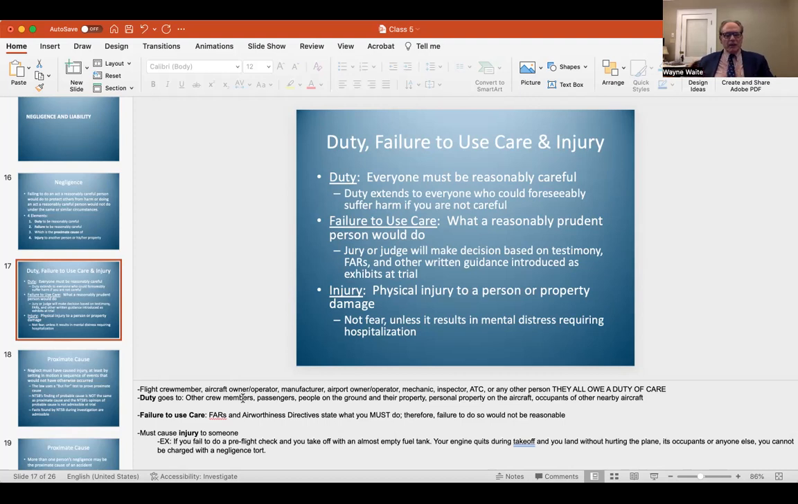But I've said this must cause injury to someone. So if you fail to do a pre-flight check and you take off with an almost empty fuel tank and your engine quits during takeoff and you land without hurting the plane, its occupants or anyone else, you're not going to have a successful negligence case.